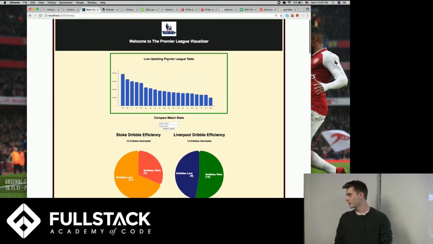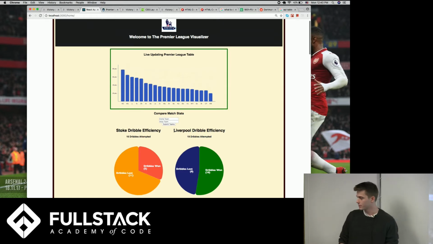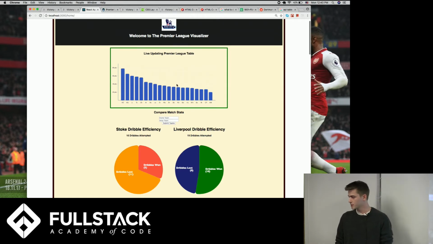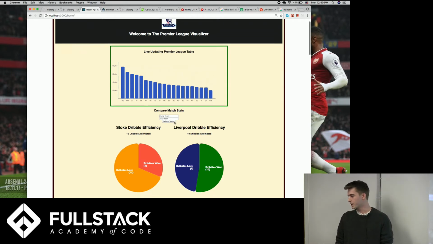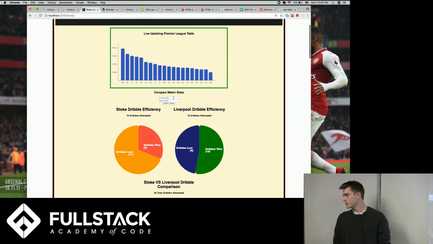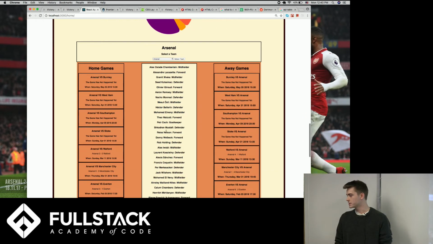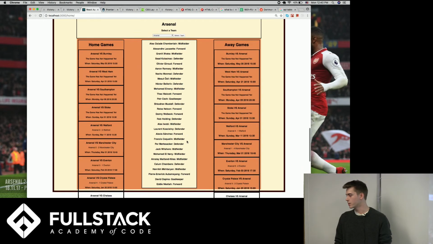Here's a live updating Premier League table. So each match week, every time you run any of the GET requests on this page, it will also update this. I have some information loaded in there already, and this is comparing a match game. At the bottom, you can also select a team and see all their home and away games of the season, and all their players.